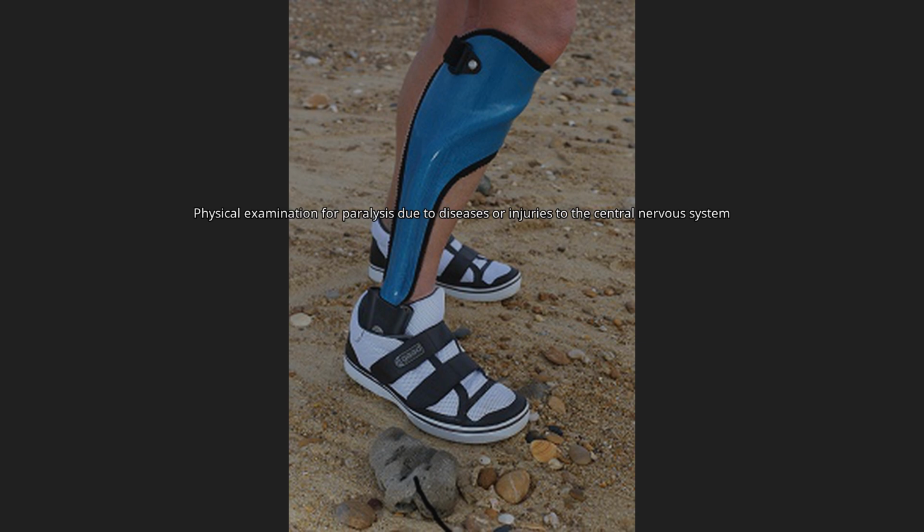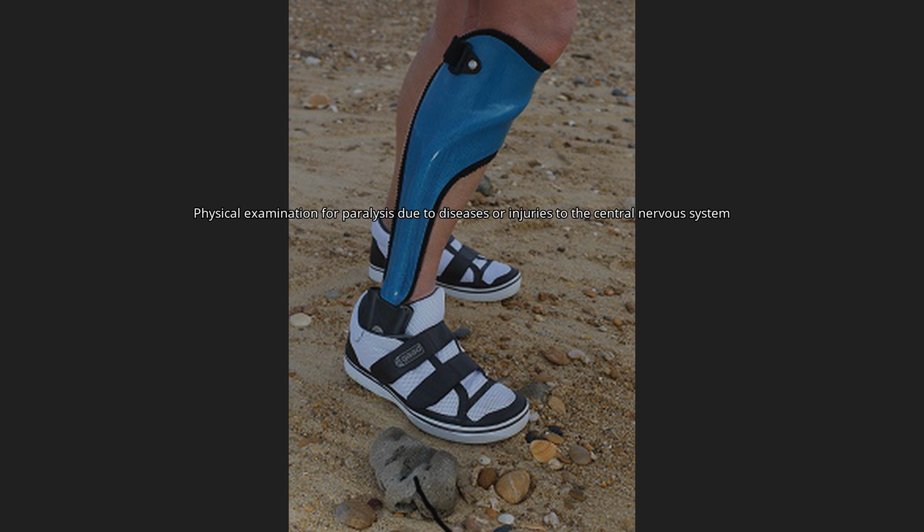Physical examination for paralysis due to diseases or injuries to the central nervous system. Paralysis caused by diseases or injuries to the central nervous system, e.g., cerebral palsy, traumatic brain injury, stroke, and multiple sclerosis.